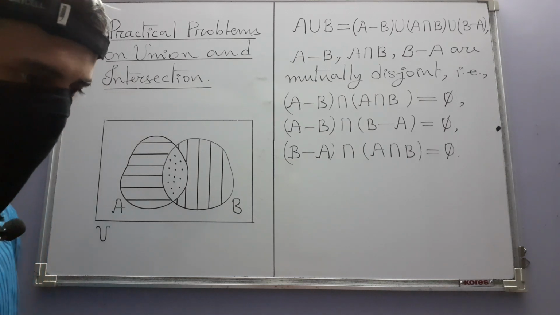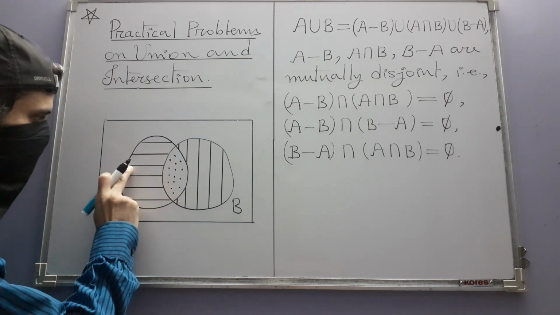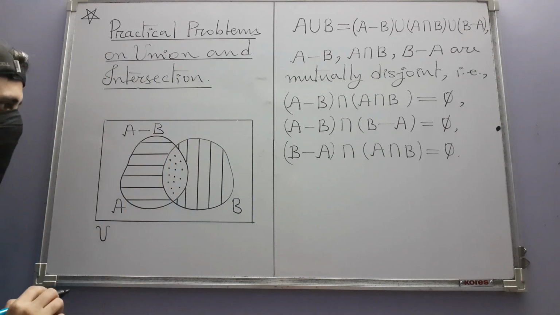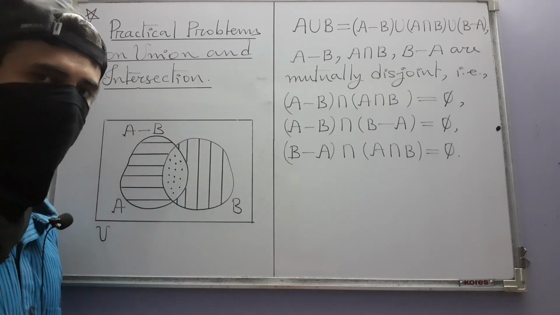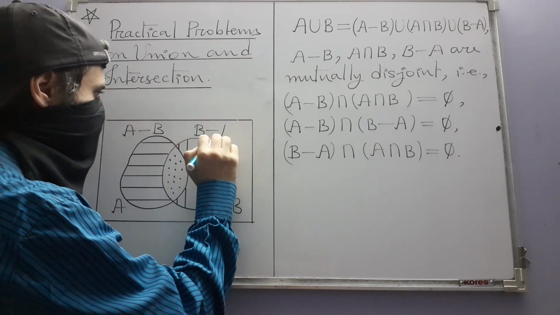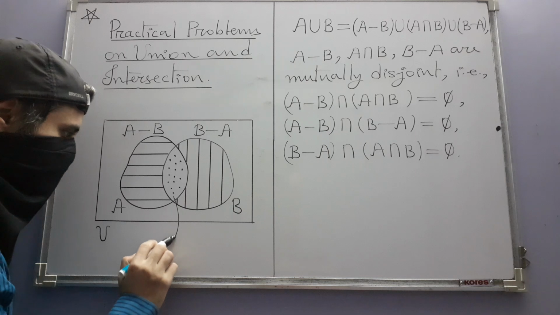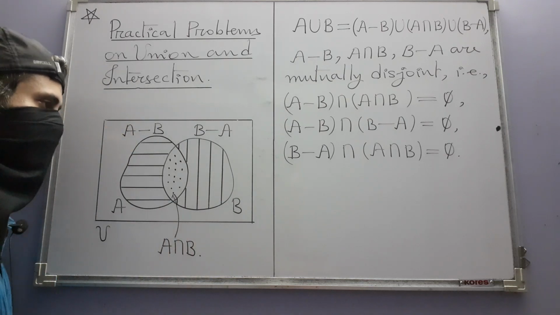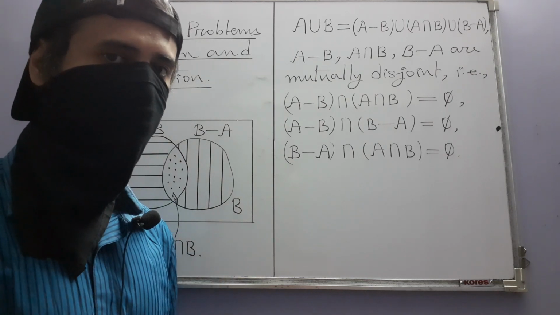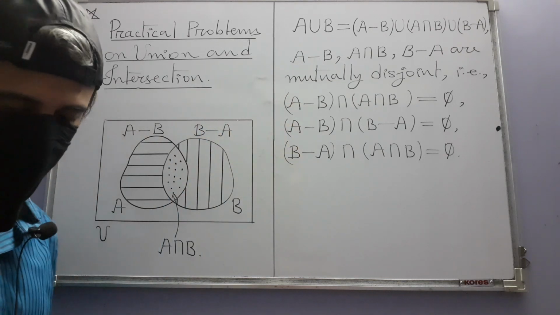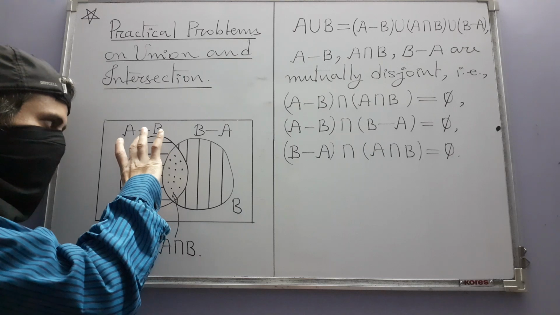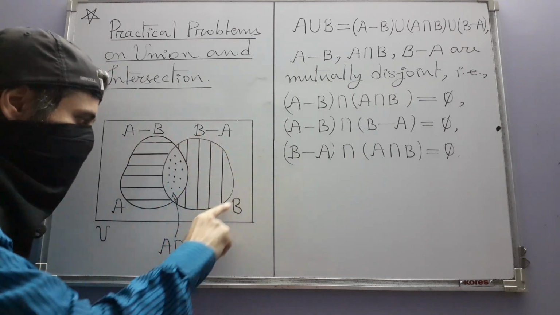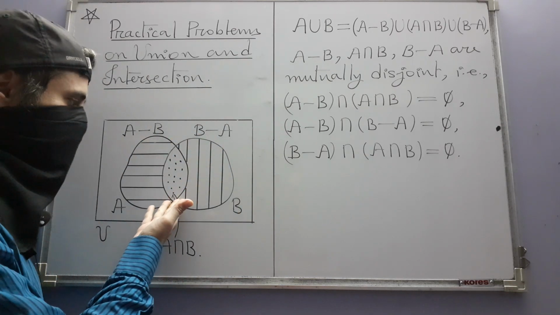Now, in this diagram, the region represented by these horizontal stripes is for the set A difference B, and the region represented by the vertical stripes is for the set B difference A, and the region having these dots is your A intersection B. Now, while discussing unions and intersections, at one point we mentioned these facts, namely that if you take the union of these three sets, A difference B, A intersection B, and B difference A, then you get A union B, which can clearly be seen from the Venn diagram.